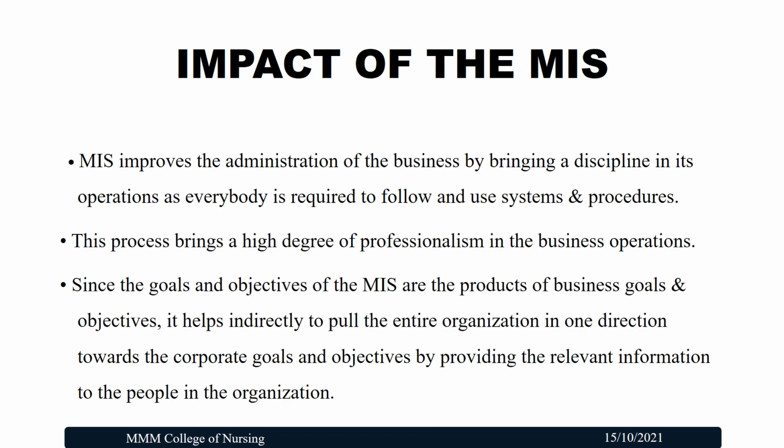And impact of the MIS. MIS improves the administration of the business by bringing a discipline in its operation as everybody is required to follow and use systems and procedures. This process brings a high degree of professionalism in the business operations. Since the goals and objectives of MIS are the products of business goals and objectives, it helps indirectly to pull the entire organization in one direction towards the corporate goals and objectives by providing the relevant information to the people in the organization.